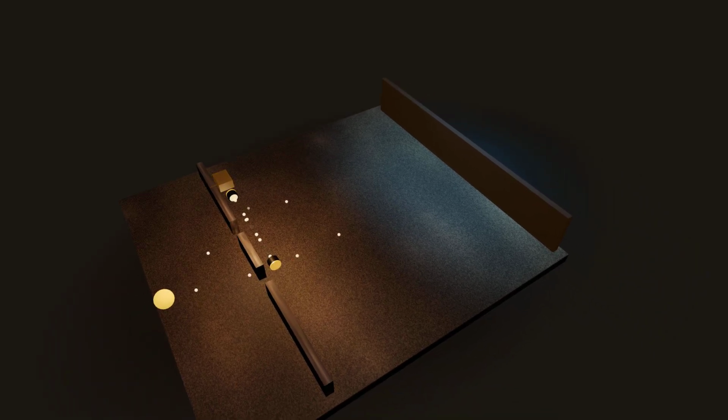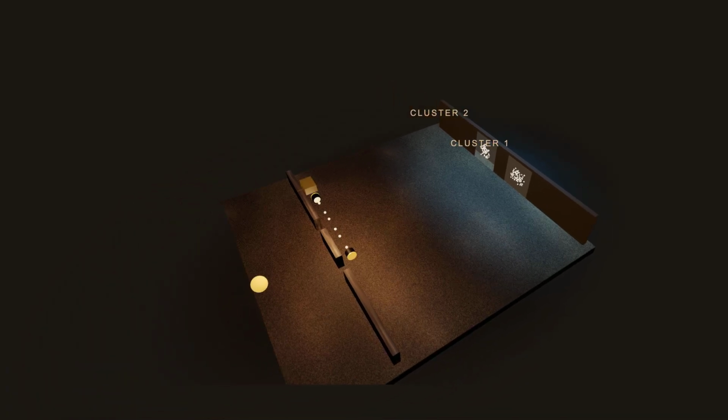So we run the experiment again. And shockingly, the stripes disappear completely, and our detector registers a hit 50% of the time. What's left is two clusters, one behind each slit. The same pattern classical particles would have produced from the start.